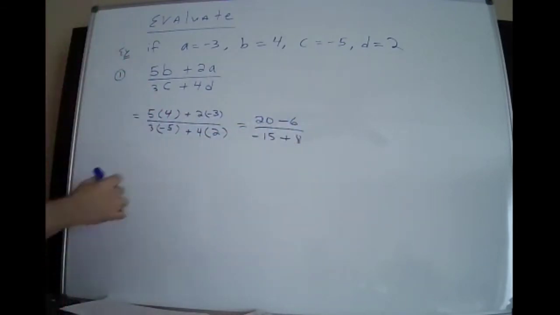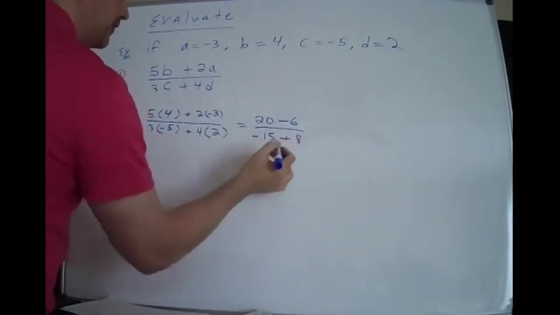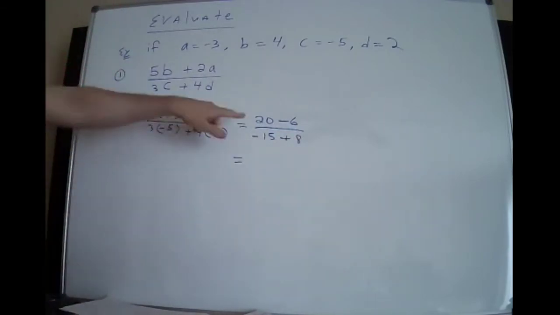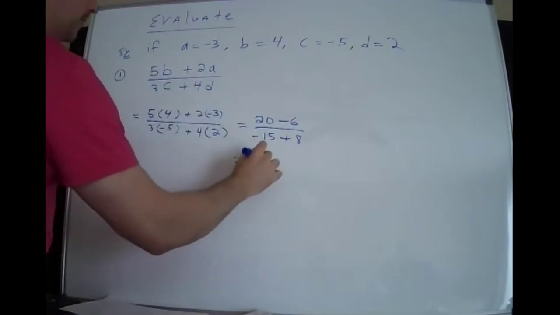Whew, this is complicated. It's not. It can get messy, though. So you just have to be very careful, and you have to watch your signs, obviously. 20 minus 6 is 14.